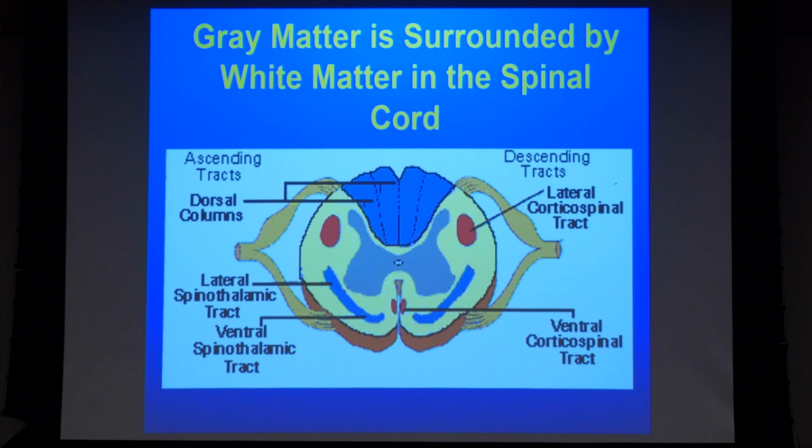I just want to here show the idea that we have primary sensory afferents coming in, the second order neuron crosses over and will ascend the cord on the opposite side in this spinothalamic system, but in the subregion of the spinothalamic system called the spinothalamic tract.